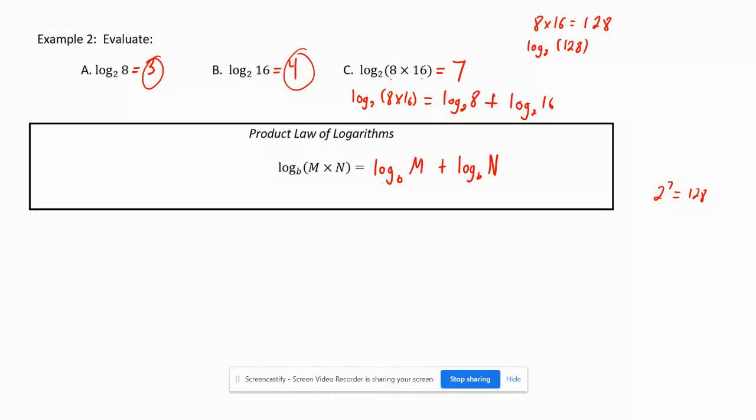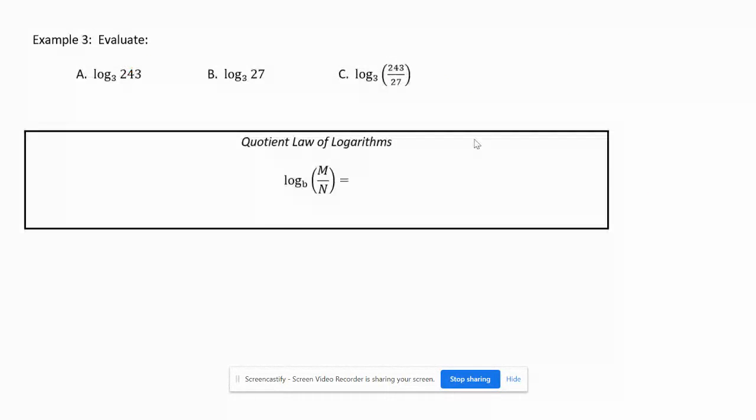Okay, so this is a rule that we're going to have to use for the rest of this unit. So again, if you're multiplying two terms in the argument of the logarithm, you can separate into two logarithms where you're adding them like this. And this is what we call the product law of logarithms. Guys, we're just going to go through and we have 3 more similar examples here.